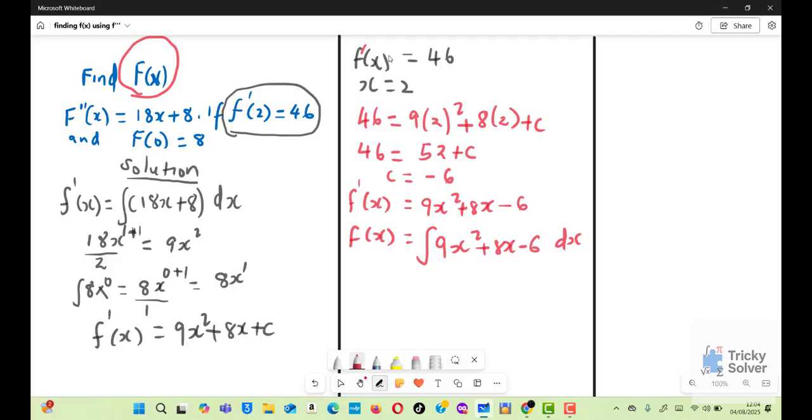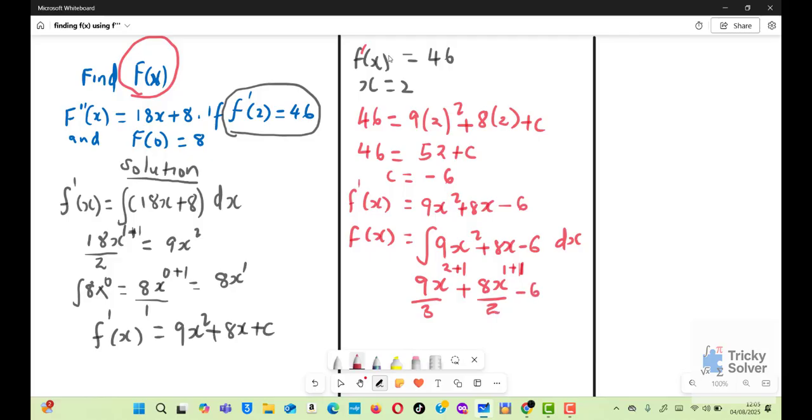Now this will be the same as 9x. The power is 2 now. We add 1, and then divide by the new power, which is 2 plus 1, 3. We do the same to this one also. The power is 1, so we add 1 to 1, and the new power we get, which is 1 plus 1, which is 2, we divide by.